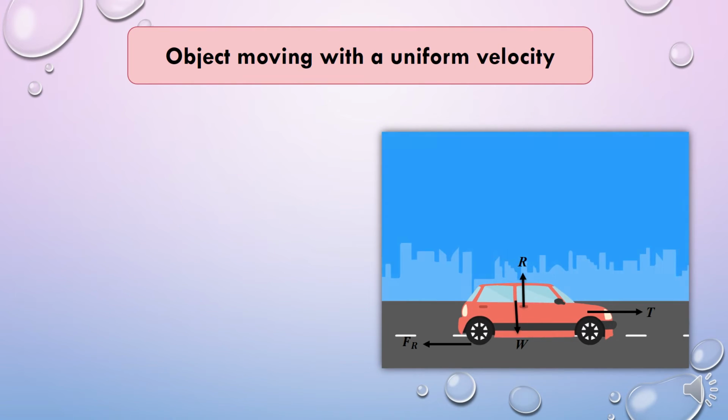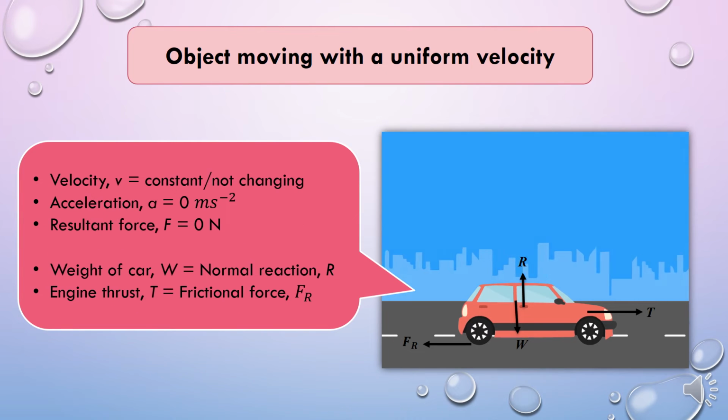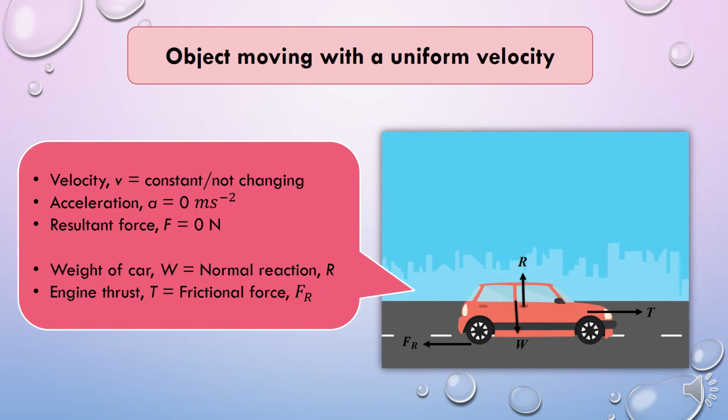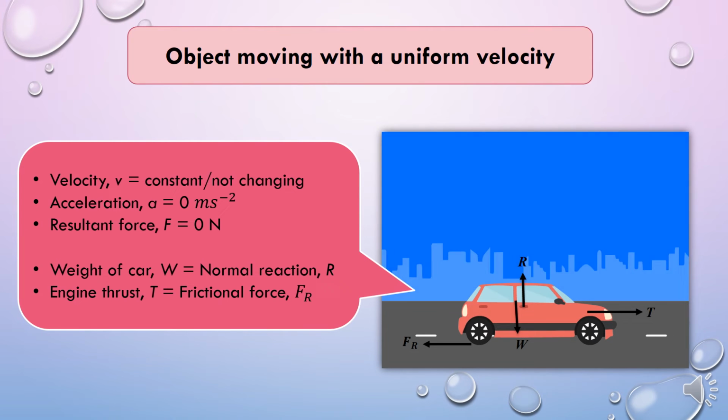Next, when the car is moving with a uniform velocity, the acceleration and resultant force are equal to zero. The direction of engine thrust is to the right and the frictional force is to the left.